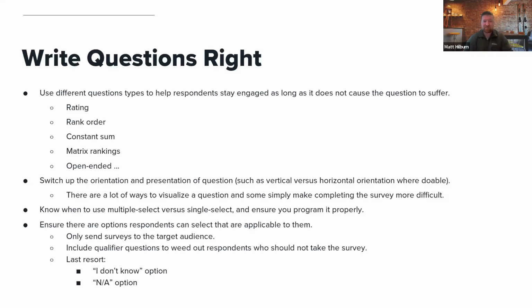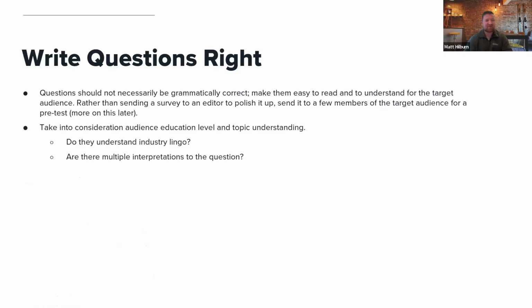These things may seem really simple, but again, we're really focused on data quality, and making the survey an easy and positive experience for a respondent can really go a long way. Make sure your multiple selects and single selects are programmed properly. I have taken surveys that say select all that apply, but it only lets you pick one. So make sure you're quality checking those sorts of things. And again, at the end of the day, always include an I don't know or a not applicable option if you need to, so that you can make sure that people have a response they can select.